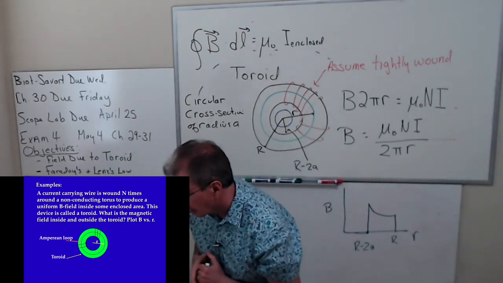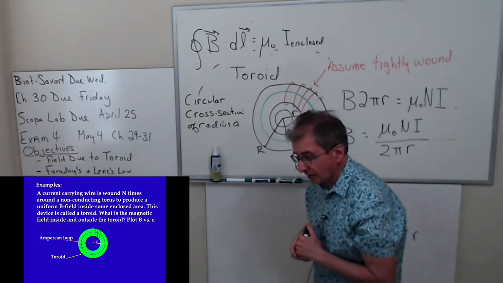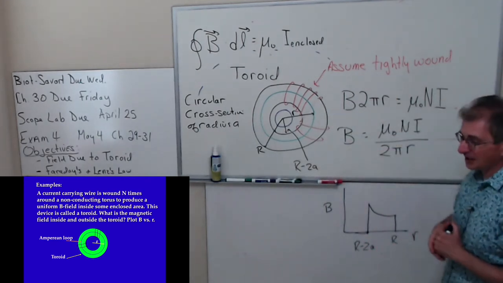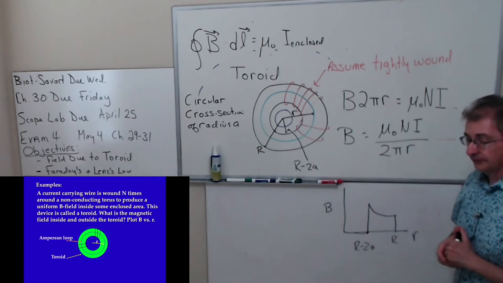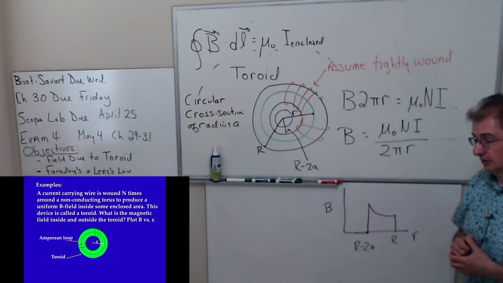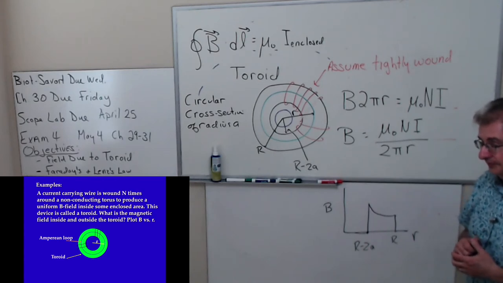Questions on this? So we are considering extremely thin wire? Yeah, extremely thin and tightly wound. Yeah, so we're assuming very, very many turns.